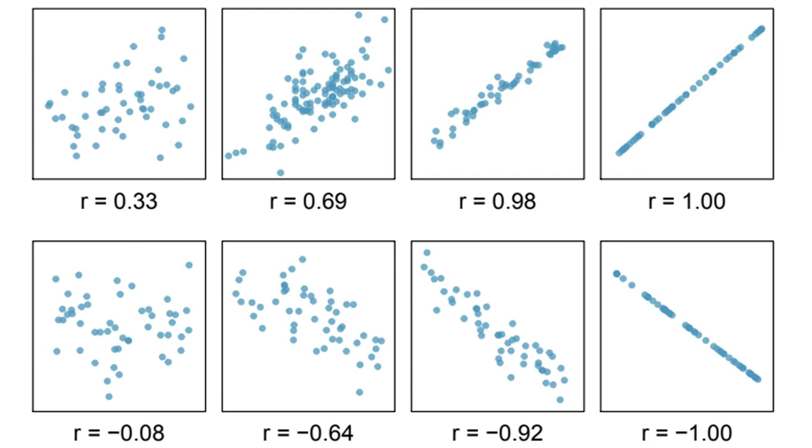So the first one we have is 0.33. That means it's positive, so our line's probably going to be something like that. And you see it kind of is an okay fit. 0.69, it's a better fit. The numbers are closer together. 0.98, even better. And then you see the last one is 1, which is a perfect fit.